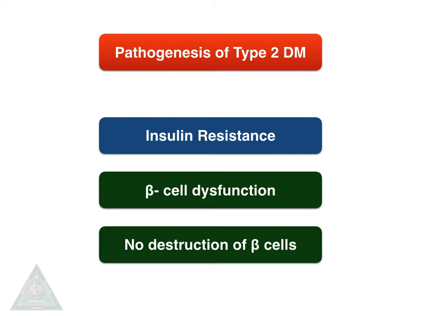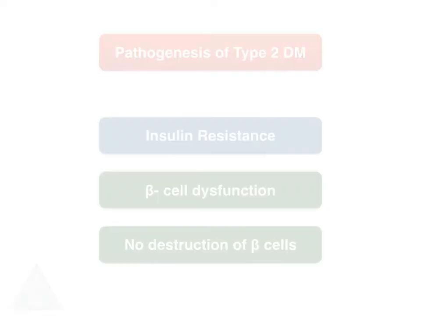And what is insulin resistance? It is defined as resistance to the effects of insulin on glucose uptake, metabolism or storage. And beta cell dysfunction is inadequate insulin secretion in the presence of insulin resistance and hyperglycemia.